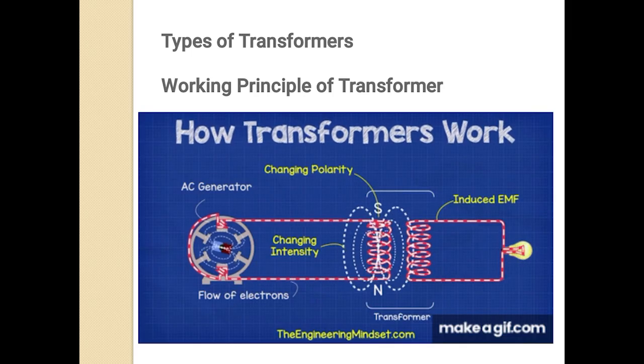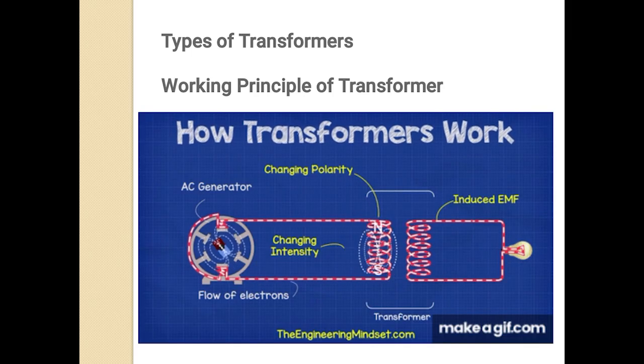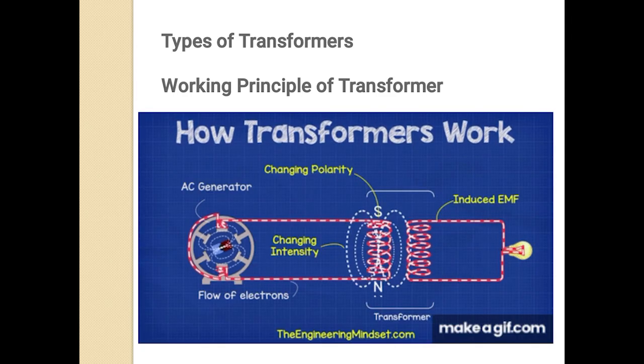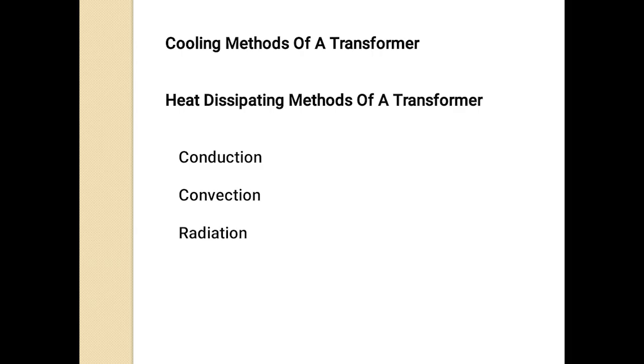If the secondary winding is a closed circuit, and any load is connected like this, then the mutually induced current will flow through it. Hence the electrical energy is transferred from this circuit to this circuit, and there will be no change in frequency. Here we have different types of transformers, that is a 415 volt to 230 volt transformer.